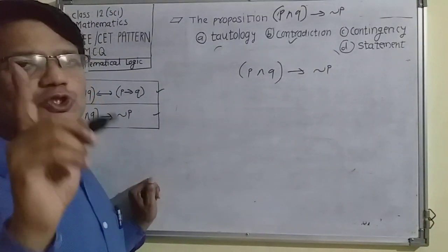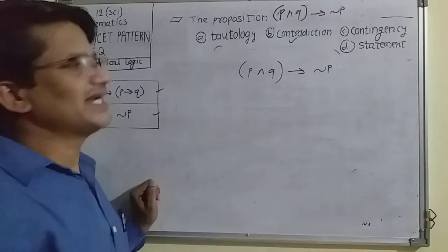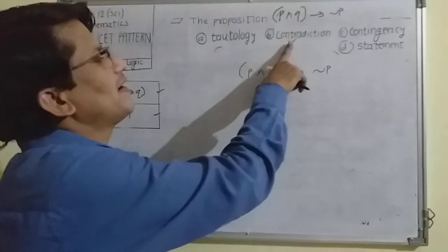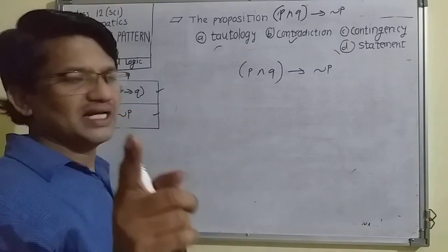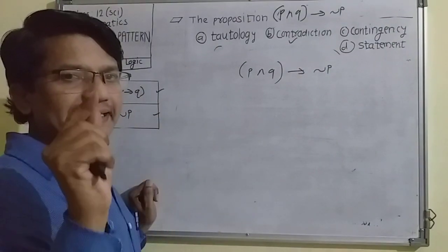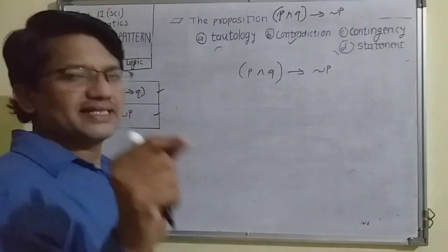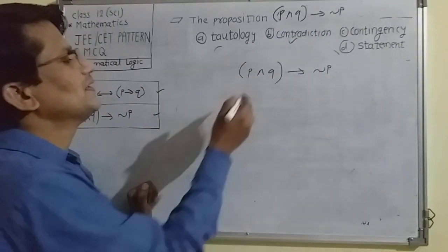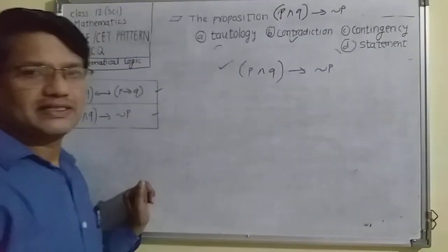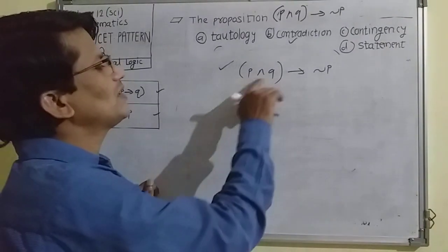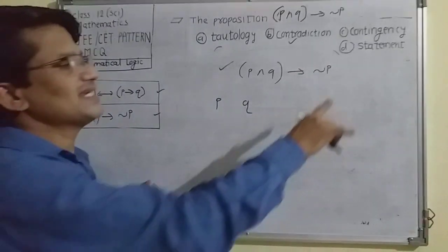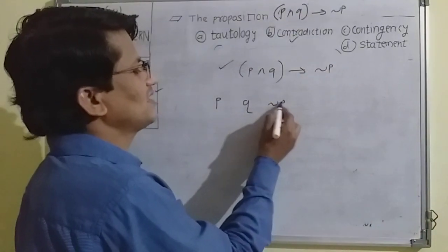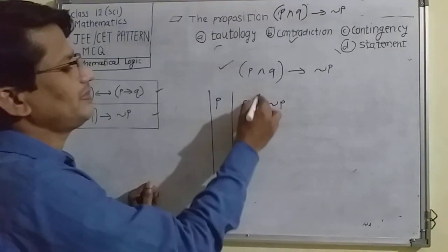There is no shortcut method for finding whether it is a tautology, contradiction or contingency. We must construct the truth table. So I am giving detailed tricks on how to construct a truth table. First, how many letters are there in the statement? Only 2, P and Q. Then negation P, yes, it is given.